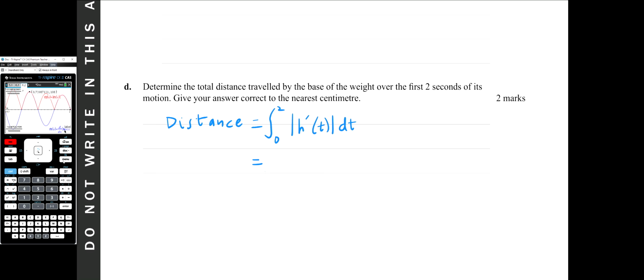Doing it in the graphs page, we can go Menu, Analyze, and Integral, and the graph is of course the red one, and we can start at 0 and go all the way till 2. We can see the answer is 132. Let's double check that in a calculator page. Shift plus 0 to 2, and the red function was f2 of x, with respect to x, Control Enter, and we certainly do get 132. The question wants it correct to the nearest centimeter, so the answer is 132 centimeters, which is the total distance traveled by the base of the weight over the first 2 seconds.